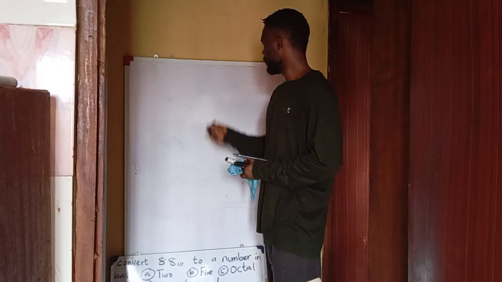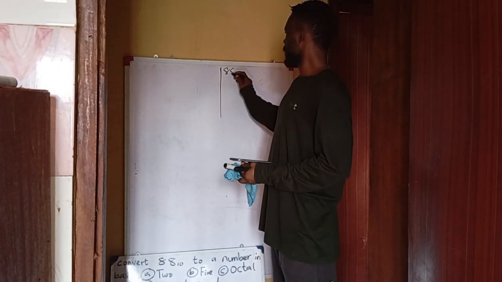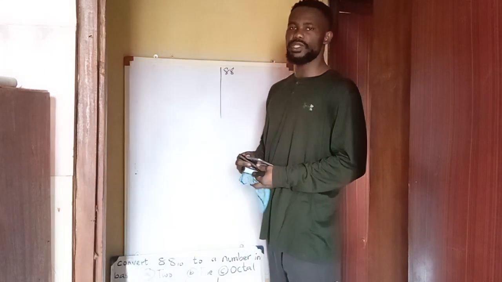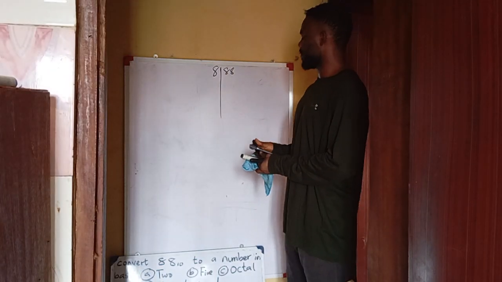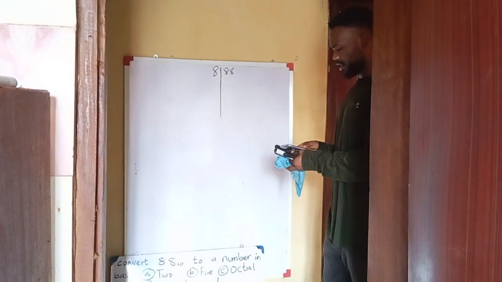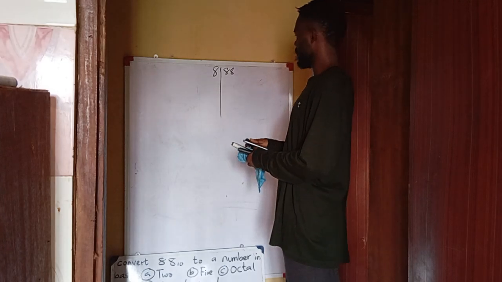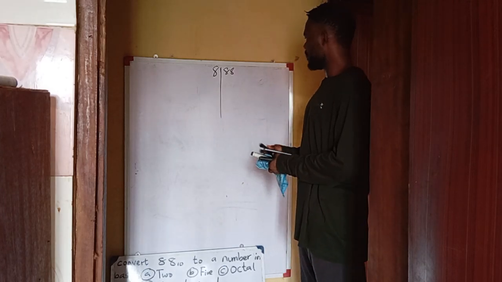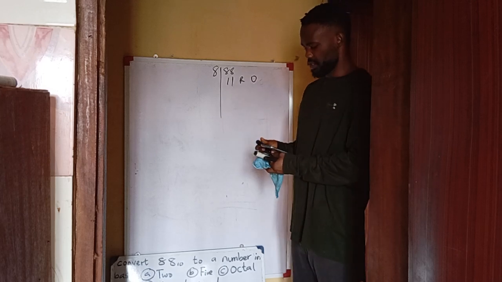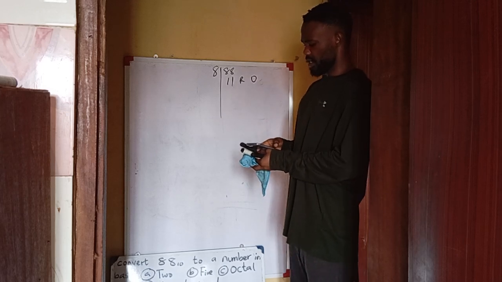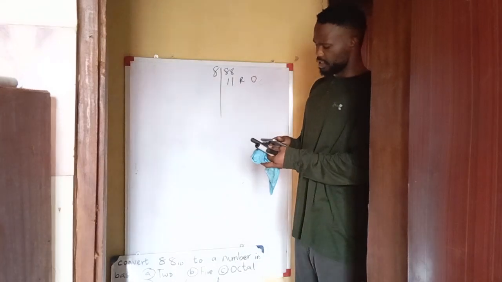For octal, which is base 8, simply put 8 here. I can see that 88 divided by 8 is 11, remainder 0.